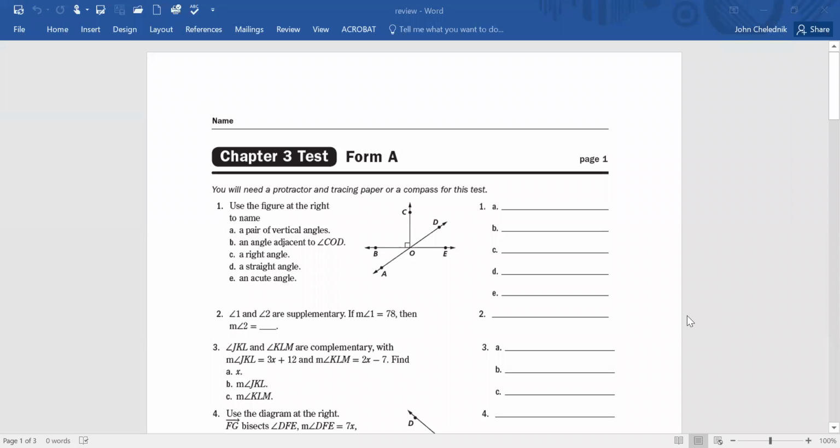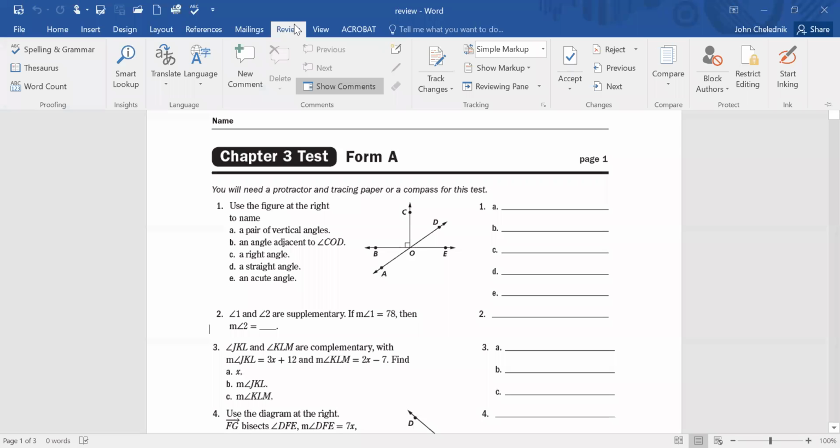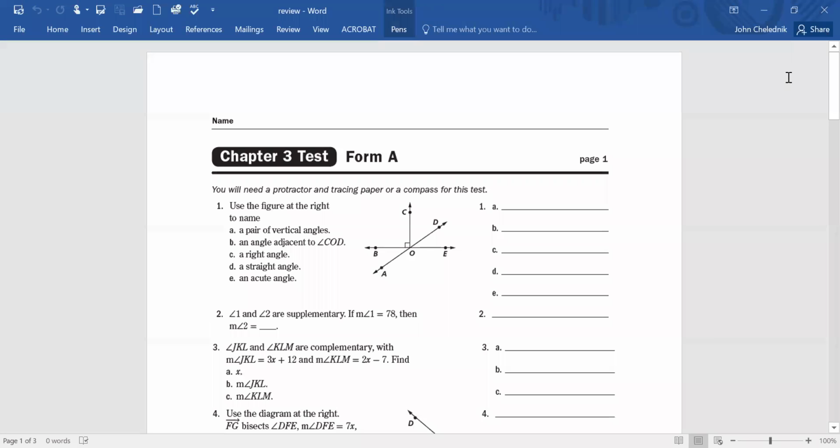I am going to show you how to do our Chapter 3 review today. Bet you're excited about that. All right, now, let's see here. So number one, it says, use the figure at right to name a pair of vertical angles.